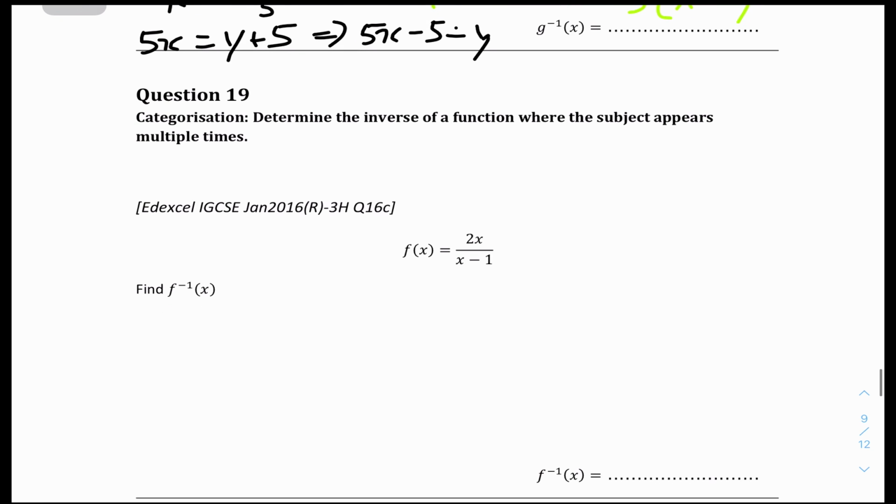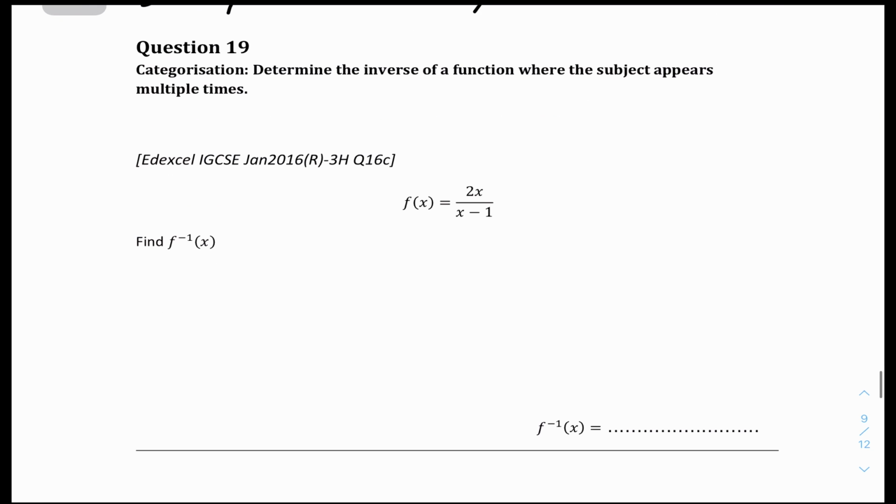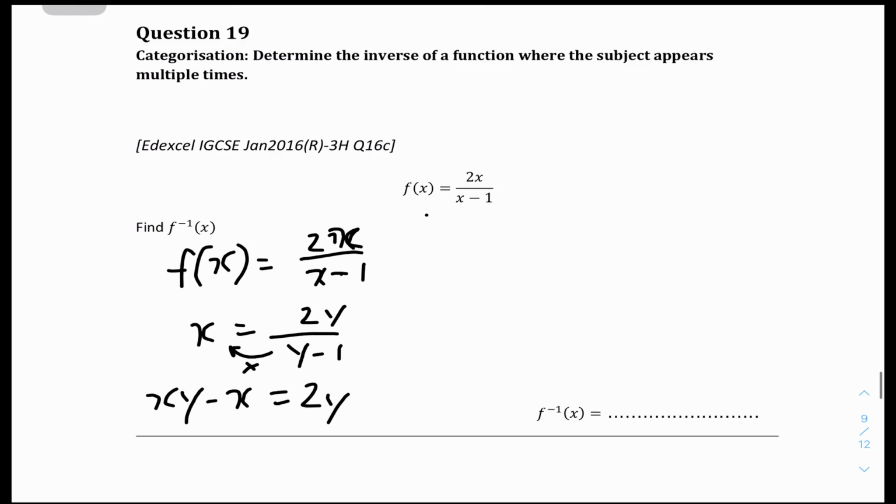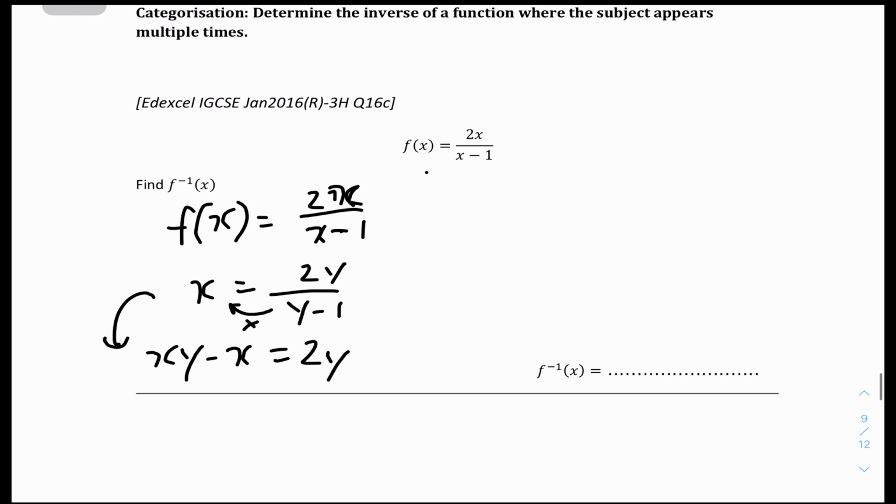And we have question 19. Find f inverse where f of x is this. So like just now, f of x equals 2x over x minus 1. So let's substitute some values: x equals 2y over y minus 1. So times everything by y minus 1 to get xy minus x equals 2y.